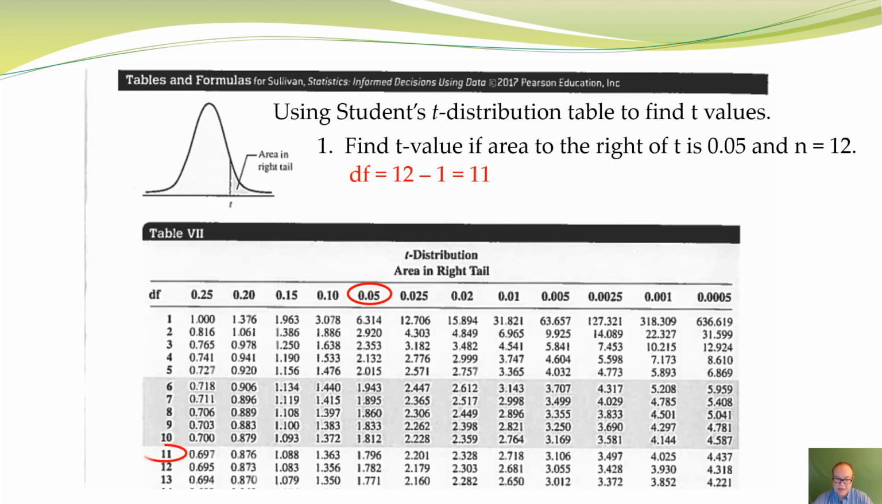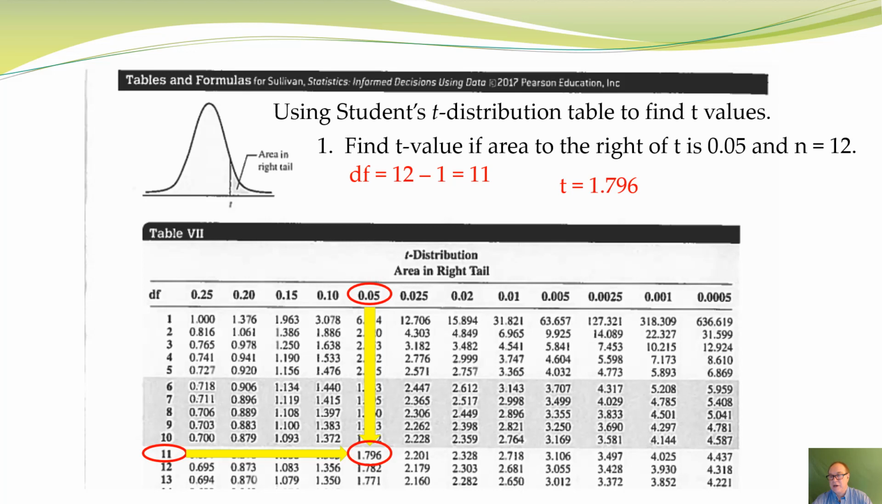I go down the left side and find 11. So now I have my area in the right tail and degrees of freedom. Now I find where this row and this column meet. That becomes my t-value. So in this case, t is 1.796.